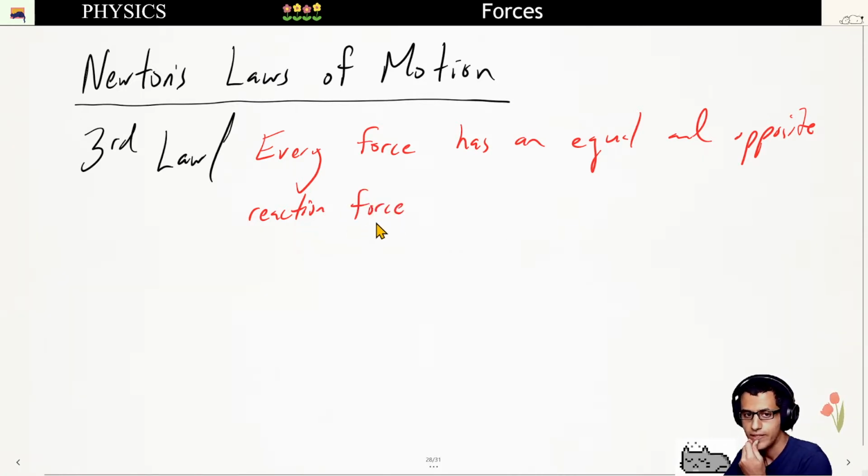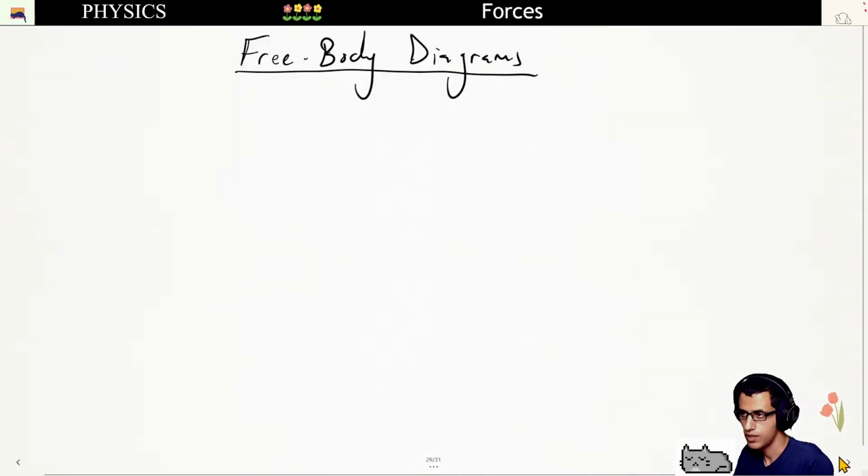To understand this, we first have to go over how we represent forces on an object. To do that, we draw what's called a free body diagram, where we isolate the object and draw all forces acting on it from the center of mass. Some of the forces that we're going to be dealing with, for example, are going to be the force of gravity, F sub g.